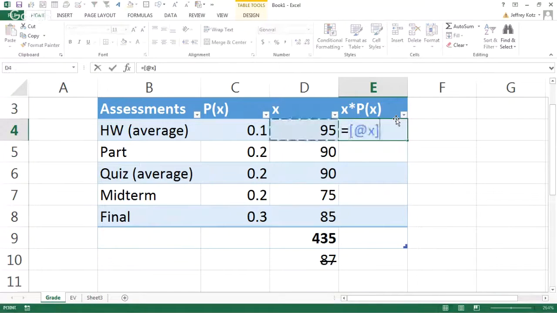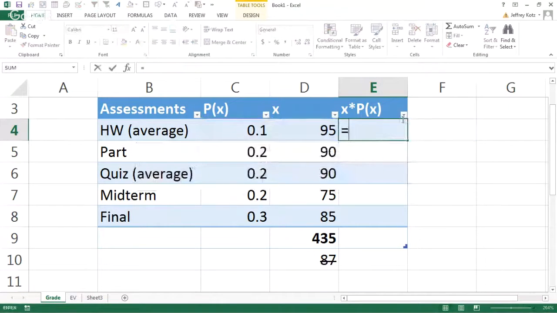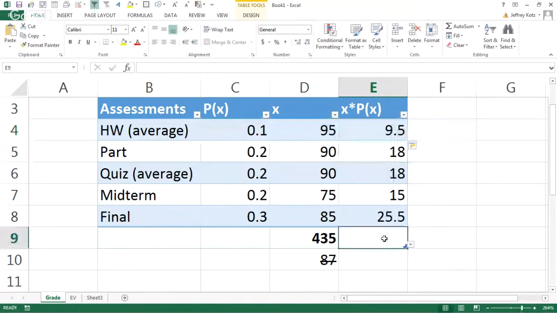So we take x times P of x. I said x times P of x. And it does that for all of them. All equals auto sum. As you see, 86 is your actual average, your course grade, rather than 87 because your final exam is worth a little bit more and you did a little worse than you did on your homework.